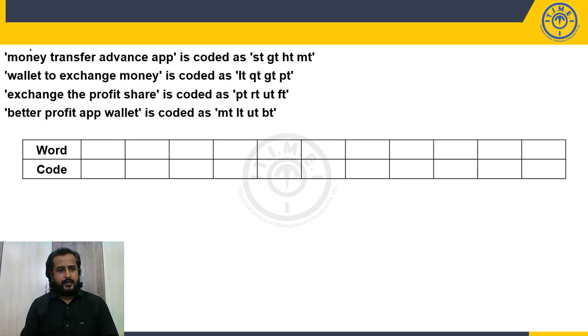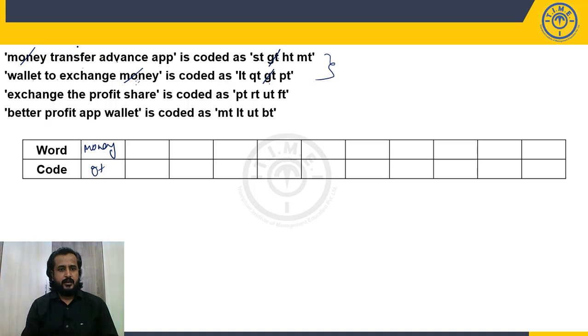Let us try to identify the code for money. In these 2 statements, we have only money common. Money transfer advance app, wallet to exchange money. Only money is common. What is the only common code? ST, GT. GT is common. So the code for money is GT. We can confirm that the code for money is GT.